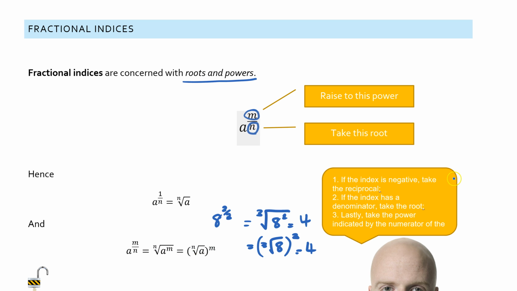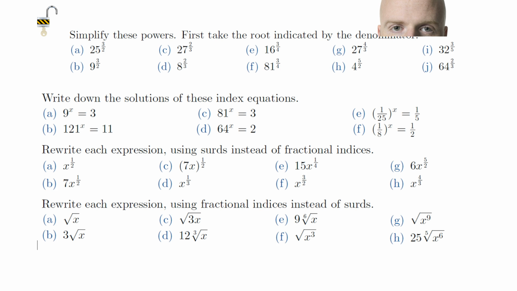Now this is a useful little flowchart which you might have sorted already. So if the index is negative, we take the reciprocal. If it has a denominator, we take the root, and if it does have a fractional indice, then the numerator means take that power. So again, let's just do a selection of these. So for this one here, for example, it means take the square root of 9 and cube that. So square root of 9 is 3, 3 cubed is, of course, 27.